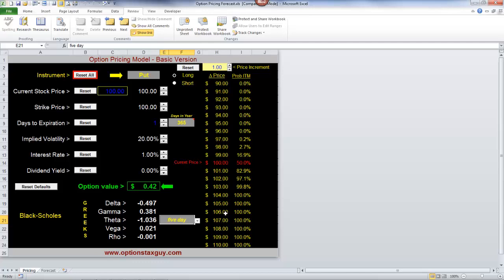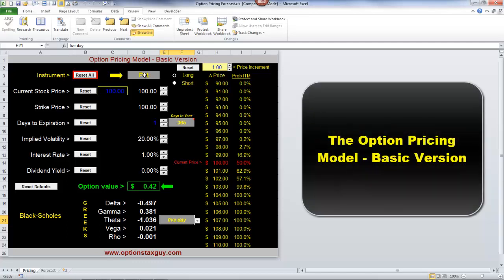Well, that's basically how the option pricing model works. I hope you have fun with it, enjoy it, and use it to determine some of your strike prices and compare the pricing to your broker.